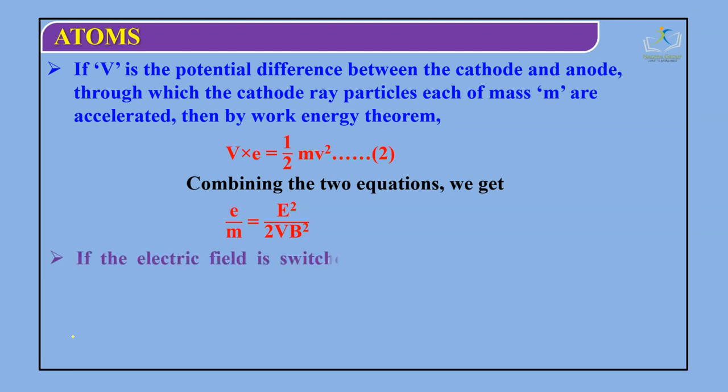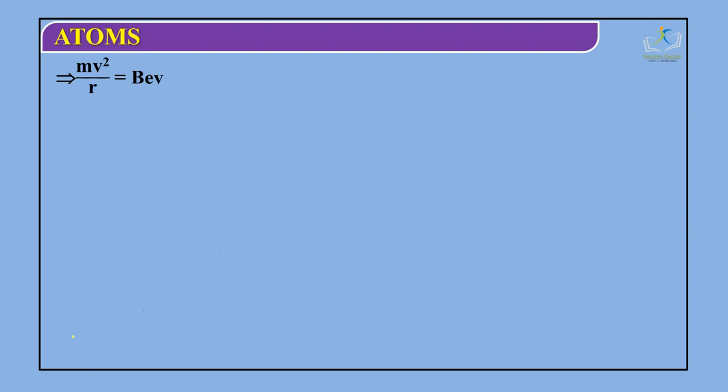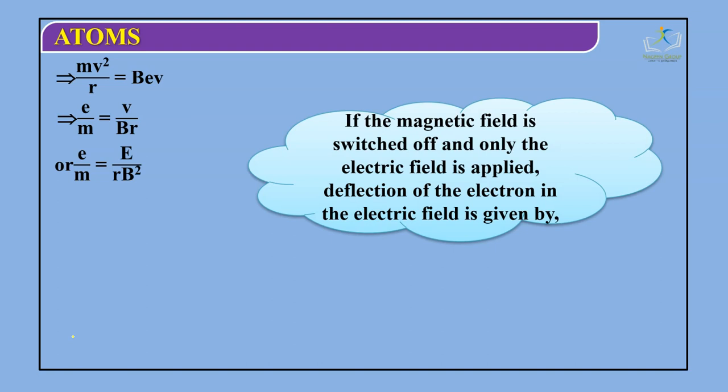If the electric field is switched off and only the magnetic field is applied, the electron beam will be bent into an arc of a circle of radius r. So mv square by r equals Bev, giving e by m equals v by Br, or e by m equals E by rB square.